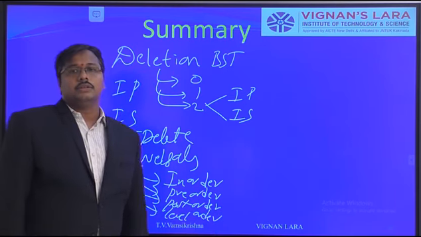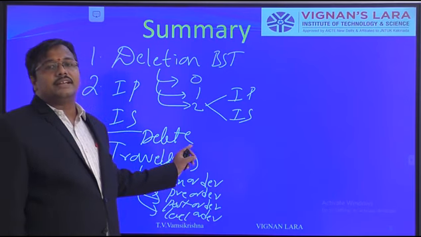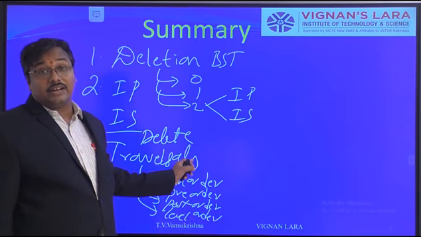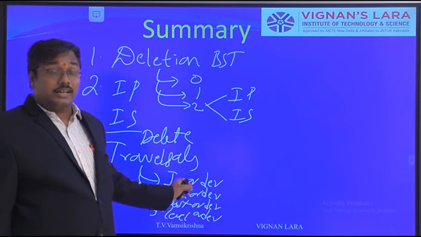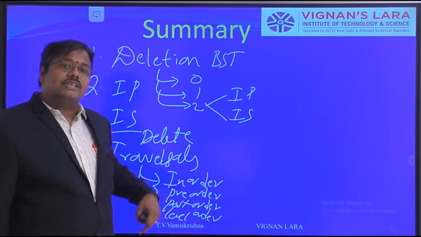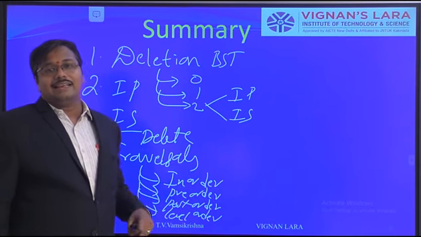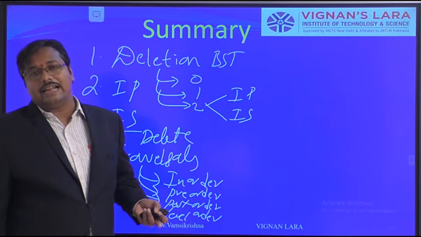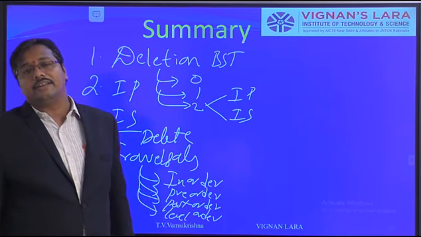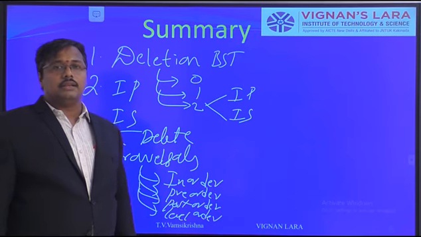In the next section, we will discuss how to write the code for these 3 kinds of traversals: in-order, pre-order, post-order. And in the reverse way of construction, when they give in-order and pre-order, how to construct a binary tree, we will also see in the next session.